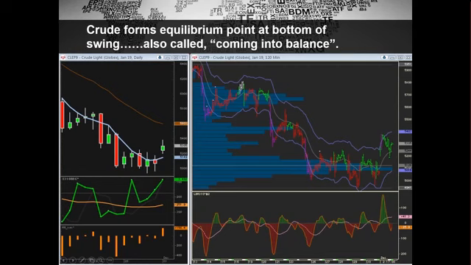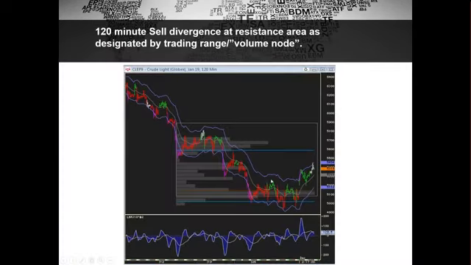So this is what the crude then did today. We did go up right into the middle of this area. And this is on a 120-minute chart where we had some pretty nifty sell divergences there. I have a fun little way of coloring the bars when I get a little divergence in an oscillator. And then I just simply look for a reversion back down to the moving average. So really basic.